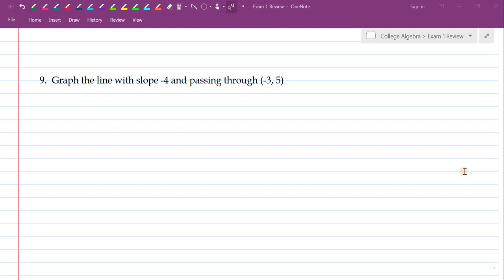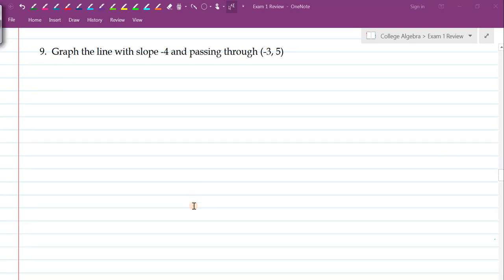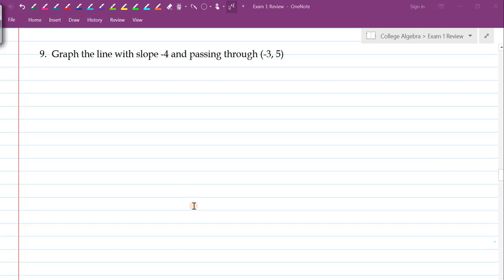This is problem 9 of our review. It says graph the line with the slope -4 and passing through the point (-3, 5).